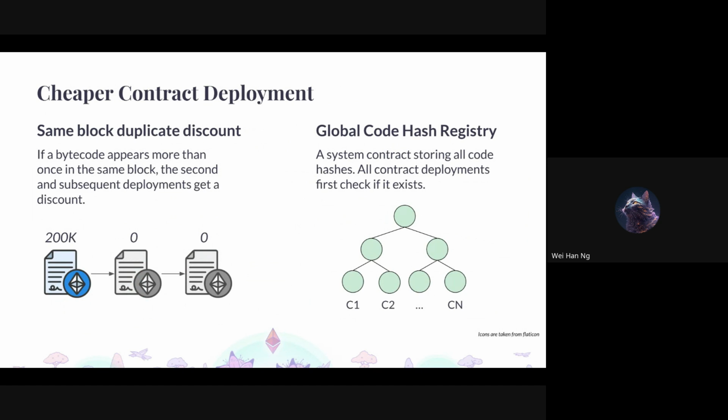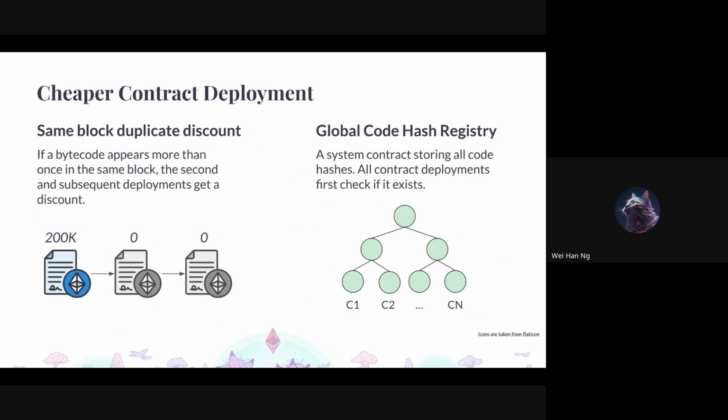But the first variant is basically what we call a same block duplicate discount. It's pretty straightforward. If a bytecode appears more than once in the same block, then the second and subsequent deployments get a discount. The first disadvantage that comes to mind immediately is that it's unfair, because it becomes an ordering game where people will try their best not to be the first one to deploy the same bytecode, right?